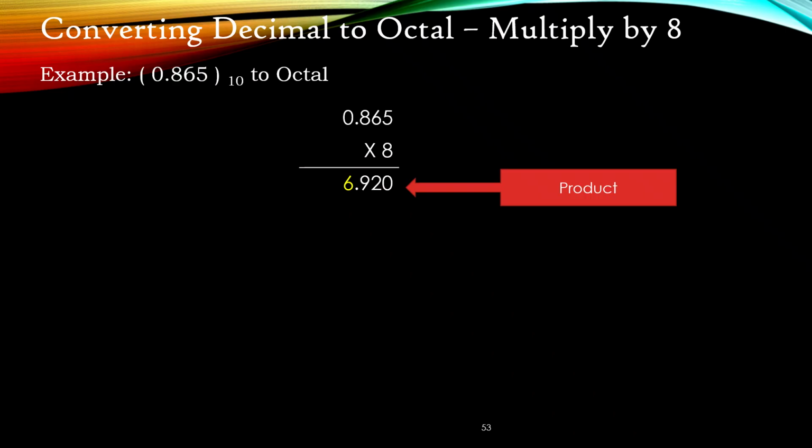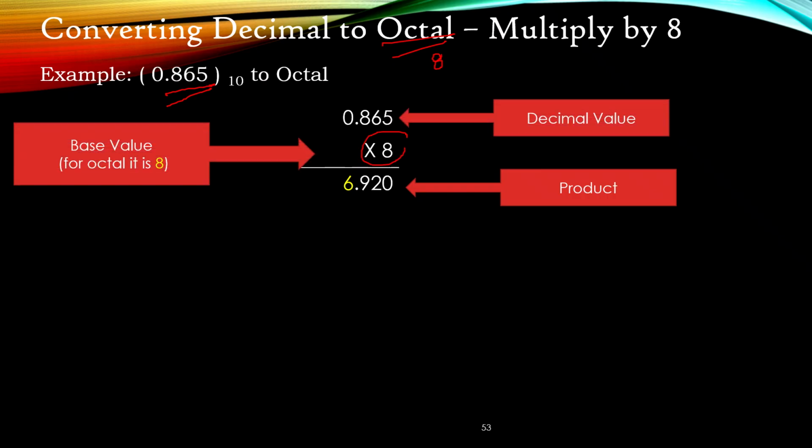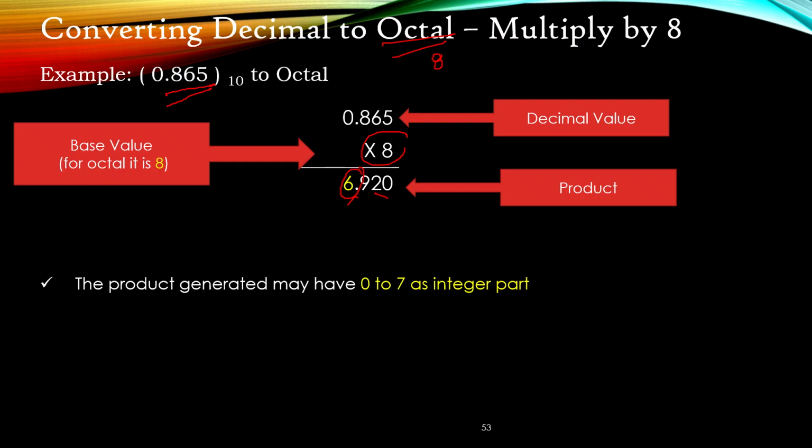So we can now go for converting the decimal to octal. Octal, you all know, means 8, right? So here we are going to take the decimal part and multiply it with 8, the base value. Here also it is the same. The product will have two parts, the integer part and the decimal part. Here the integer part will vary from 0 to 7.